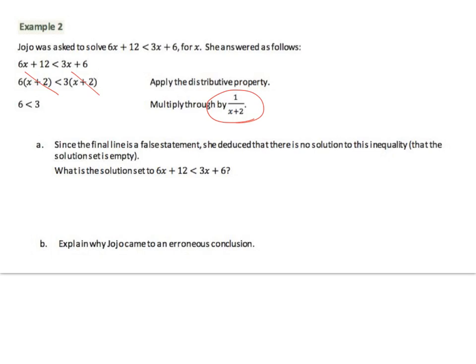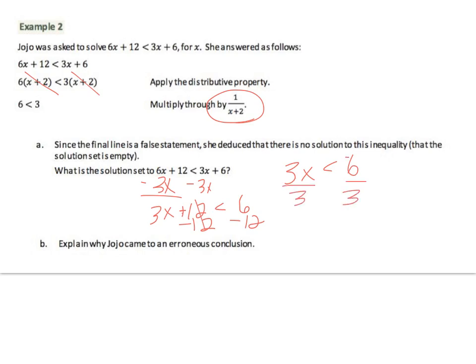Well, if we take the original equation, let's see. I'm going to go minus 3x. Minus 3x gives me 3x. And then, sorry, I have some extra markings there. Minus 12 gives me 3x less than negative 6. Divide by 3, x is less than negative 2. I do have a solution.